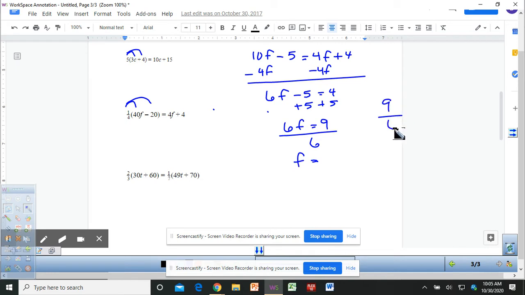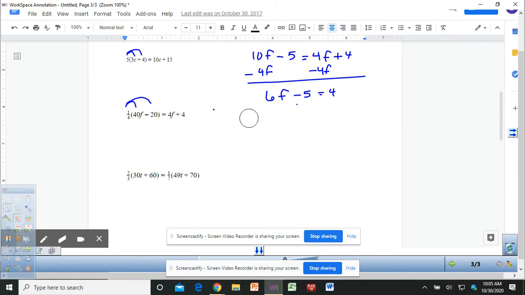So here's the thing with fractions. Fractions are just unfinished division. 9 divided by 6 is going to give me a long, never-ending decimal. So I'm just going to treat it like a fraction and simplify it. This would be 3/2. So my answer, 3/2.